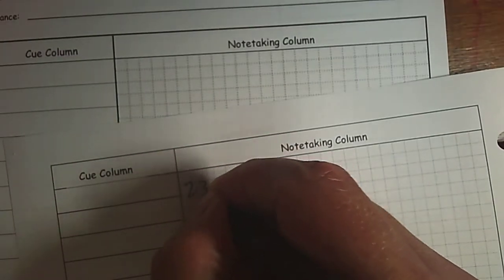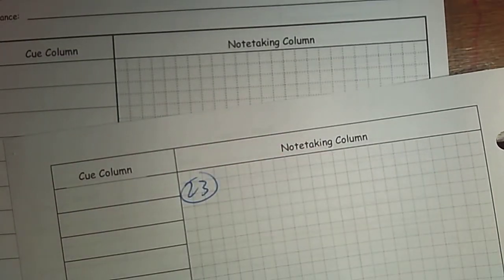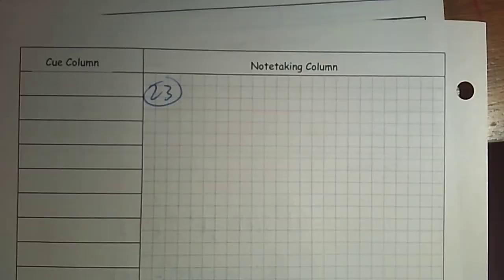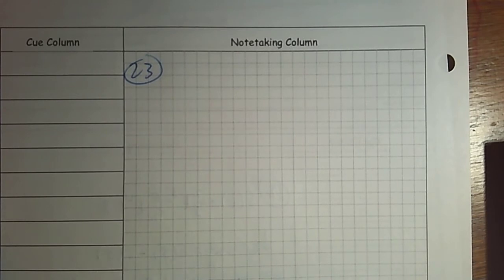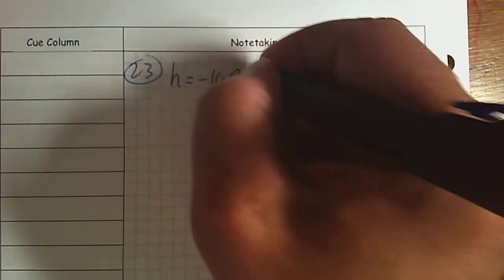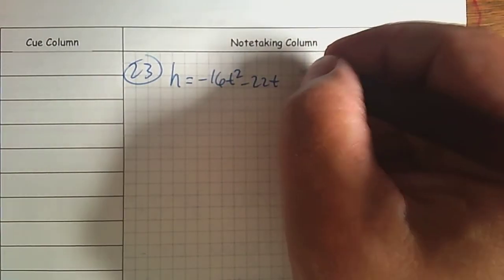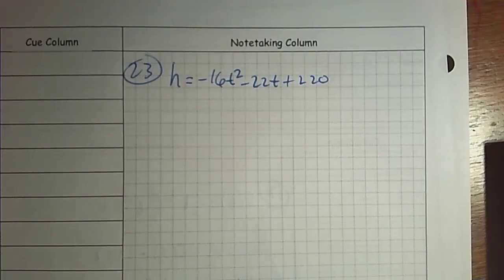23. Last one. Hooray. So, the height in feet of a ball. So, this is a real situation. So, time is going to be 0 or greater. And you're given an equation of that ball. So, the height is negative 16 t squared subtract 22t plus 220. So that's the position of the ball.